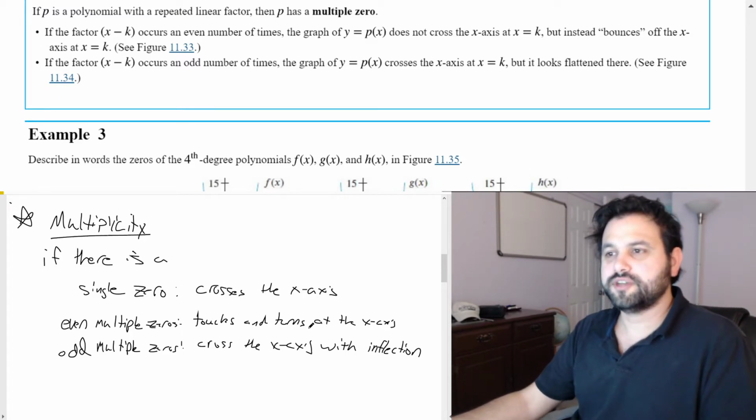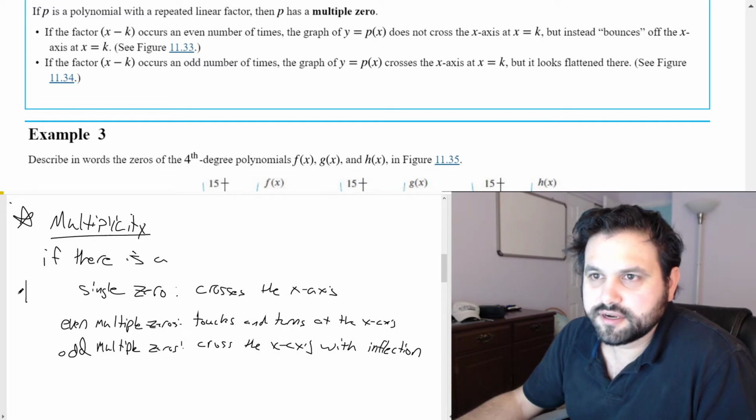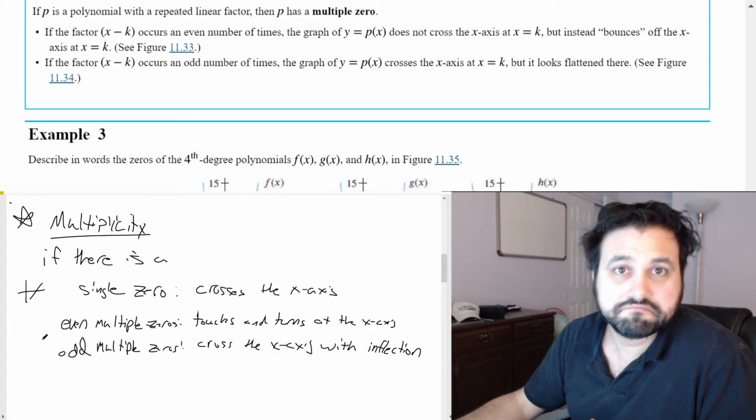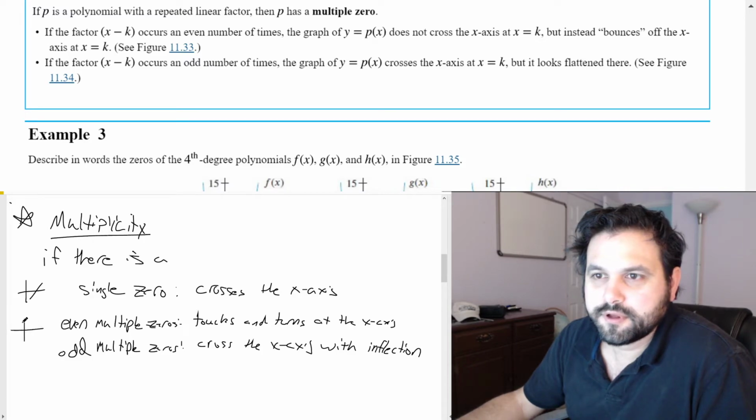Okay? And so, quick examples of these, a single zero would just cross. A multiple zero would touch and turn. Yeah, I got to put some arrows there.